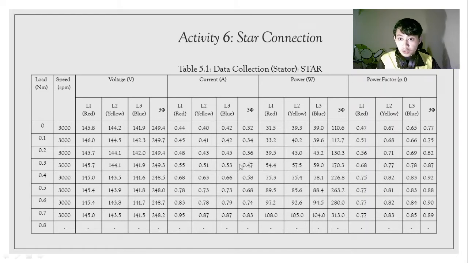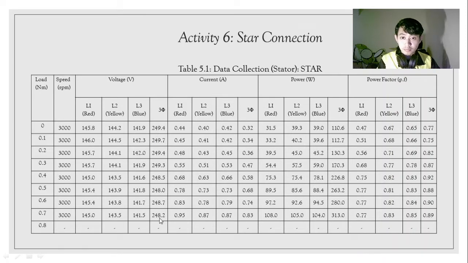So if we look at the voltage reading here, we will notice that when we increase the load to a certain amount, the value of the voltage for red phase, yellow phase and blue phase will change, and sometimes it can increase and sometimes it can decrease, but the changes is just at a very small amount. Alright, so we can see here 145.8 and then 146, 145.7, right? It's just a slight difference. And then if you see at the 3 phase here for the voltage, the value is approximately the same, which is between 249 and 248.